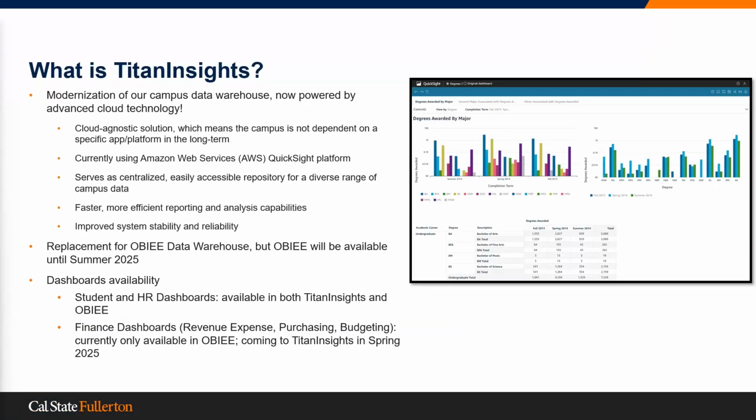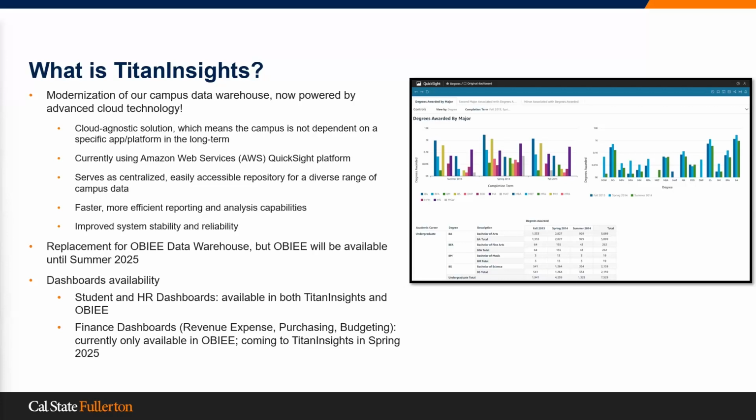Titan Insights is essentially a modernization of our campus data warehouse. It's now powered by advanced cloud technology. In fact, we've set up what they call a cloud agnostic solution, which simply means that we're not dependent on a specific app or platform. Currently, Titan Insights uses Amazon Web Services QuickSight, so you'll see QuickSight when you log in. But let's say we wanted to change that in the future. We have it set up now so it should be easier for us to transfer our existing reports to another provider without having to do as much detailed programming to get it to work on a different platform.